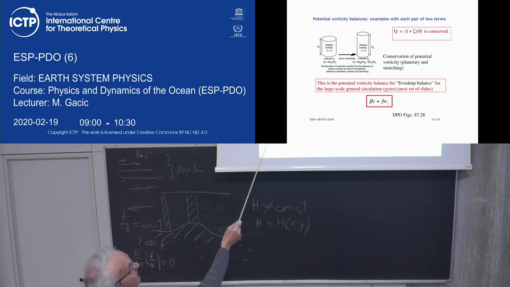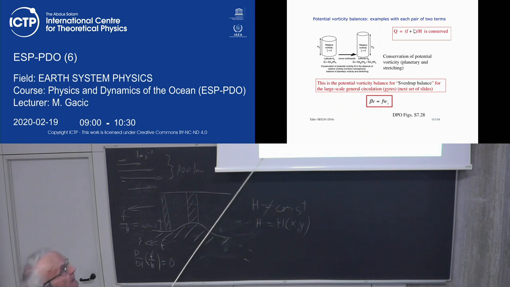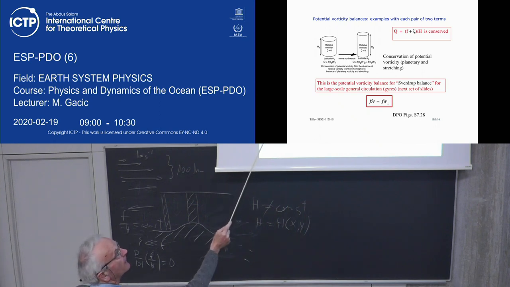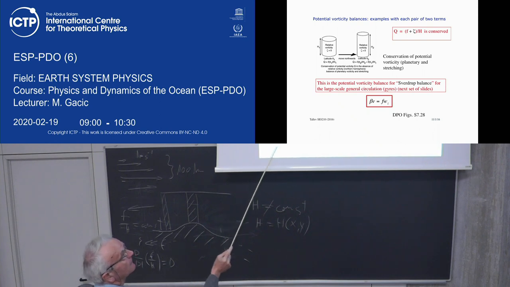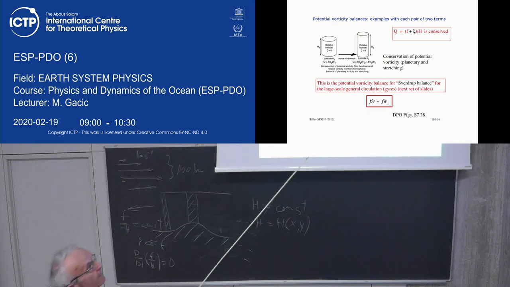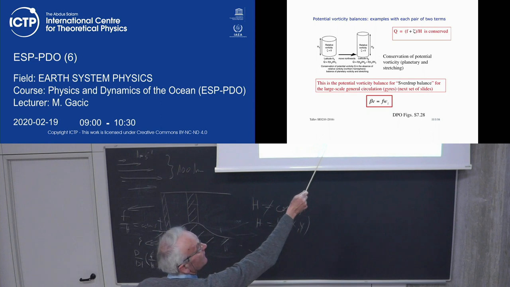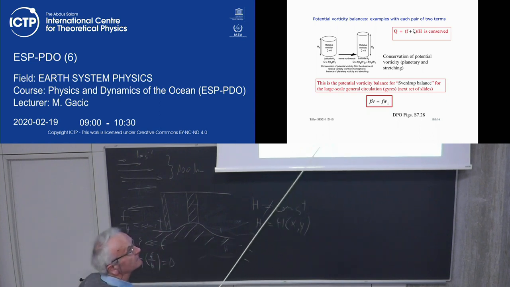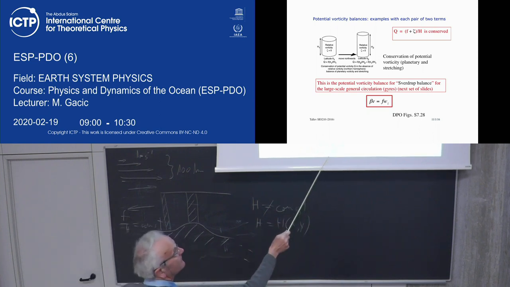If we have a relative vorticity, we assume that relative vorticity is zero. If the particle moves northward, what's happening from theta 1 to theta 2? The vorticity changes, or the height of the water column changes, since f over h is conserved: conservation of potential vorticity, planetary and stretching.